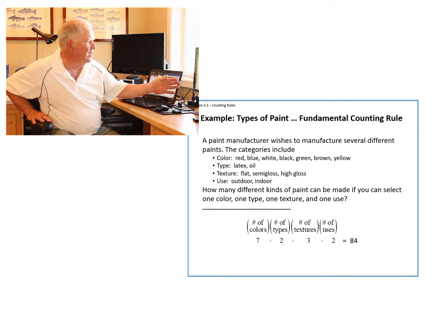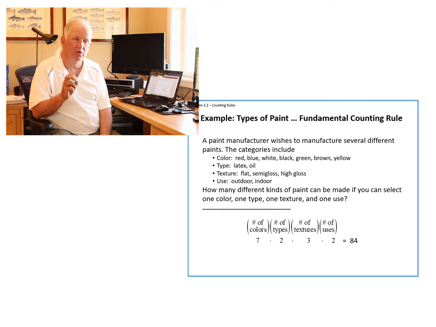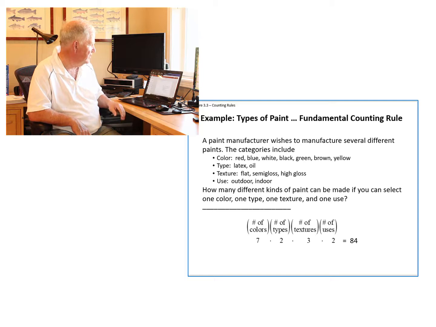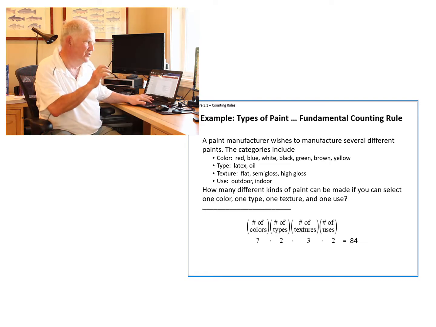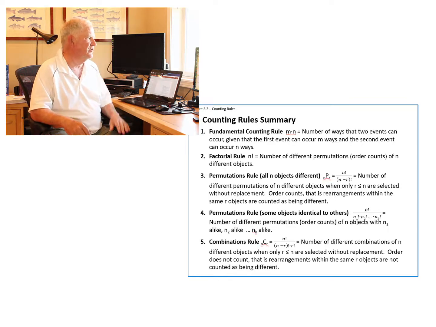7 colors, 2 types, 3 textures, 2 different uses, applications, indoor, outdoor. Multiply those all together. There are 84 different types of paint, if by type you mean you have to specify a color, a type, a texture, and an indoor or outdoor use. That is making use of the fundamental counting rule. Now, sometimes it's difficult to count how many elements there are in each one of those, how many colors there are, how many types, how many textures. And that's what the rest of this material is about.